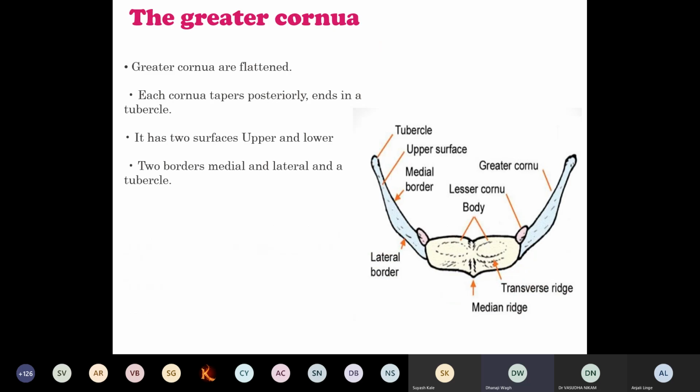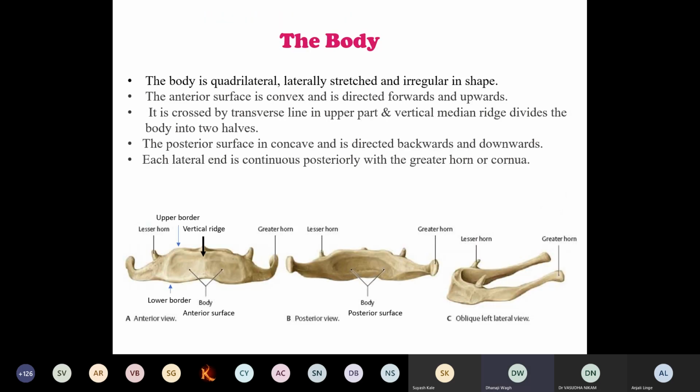The body is quadrilateral, stretched laterally and irregular in shape. It has an anterior surface and a posterior surface. The anterior surface is convex and directed forward and upward.